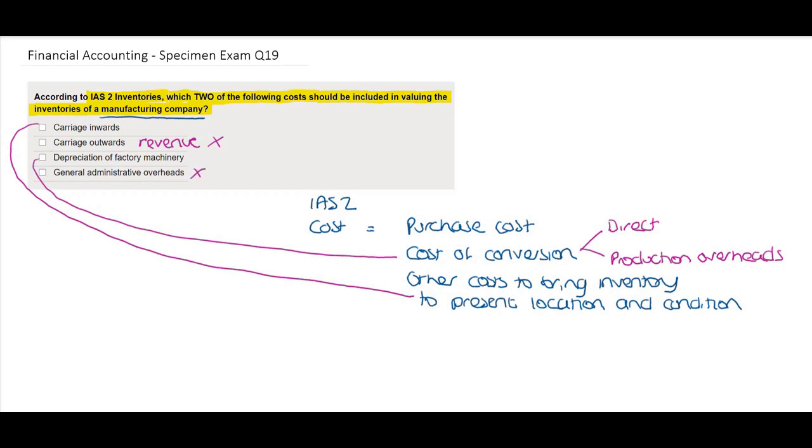And so then in deciding which two of the following costs should be included in the valuation as per IAS 2, we should include the first option, carriage inwards, and the third option, depreciation of factory machinery.